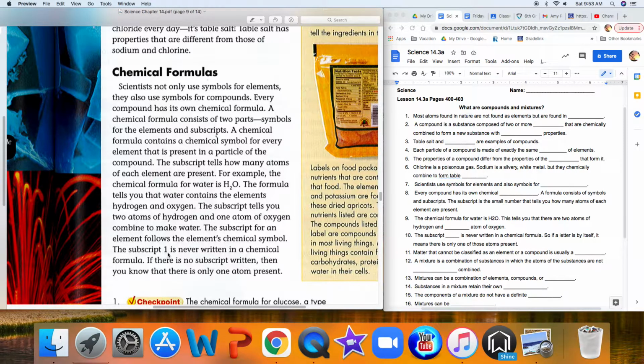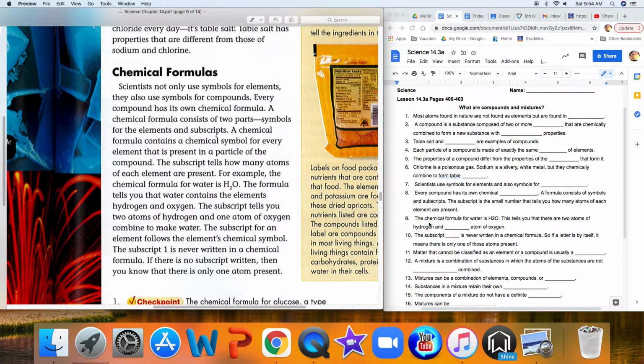The subscript 1 is never written in a chemical formula. If there is no subscript, then you know that there's only 1 atom present. It's kind of like when we do powers, guys. I don't ever write down, what's the number 4? Well, it's 4 to the power of 1. No, 4 to the power of 1 is just 4. Don't waste my time writing it, right? Okay, so same thing here in science class.